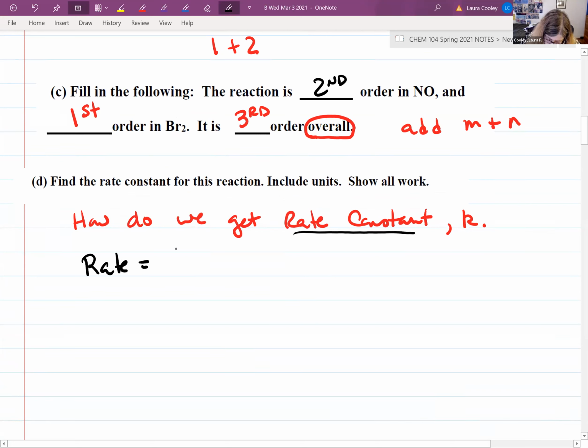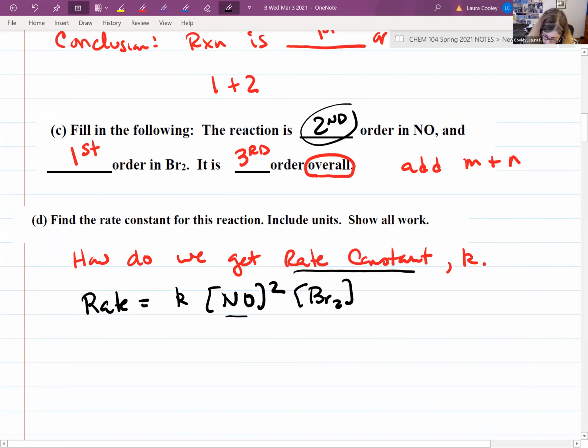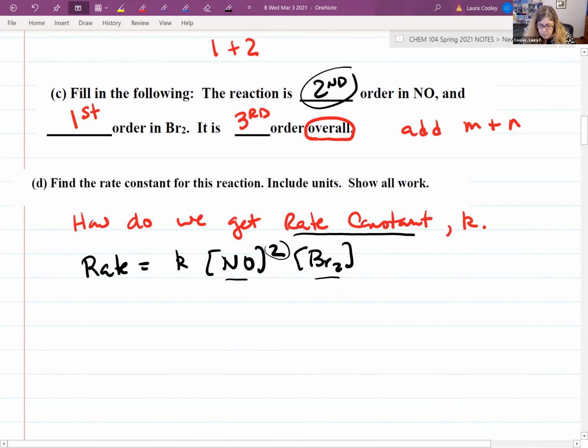We know the rate is k times [NO] squared, times [Br2] to the 1, which I don't have to even put the 1 there, because we know it's second order in NO, so we know this number is 2, and first order in Br2, so we know this power is 1, okay? So we have this rate law. What we can do is go back to the data.